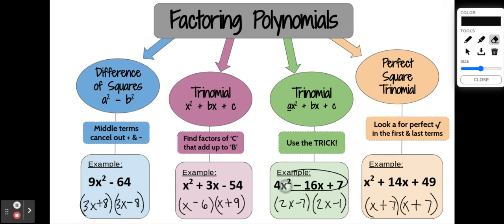Okay, so these are the 4 different kinds of polynomials that we factored during this chapter. We had the two trinomials in the middle, difference of squares, and perfect square trinomial. So this is a really nice concept map to keep a hold of, to look back at, to help you out when you're remembering how to factor.